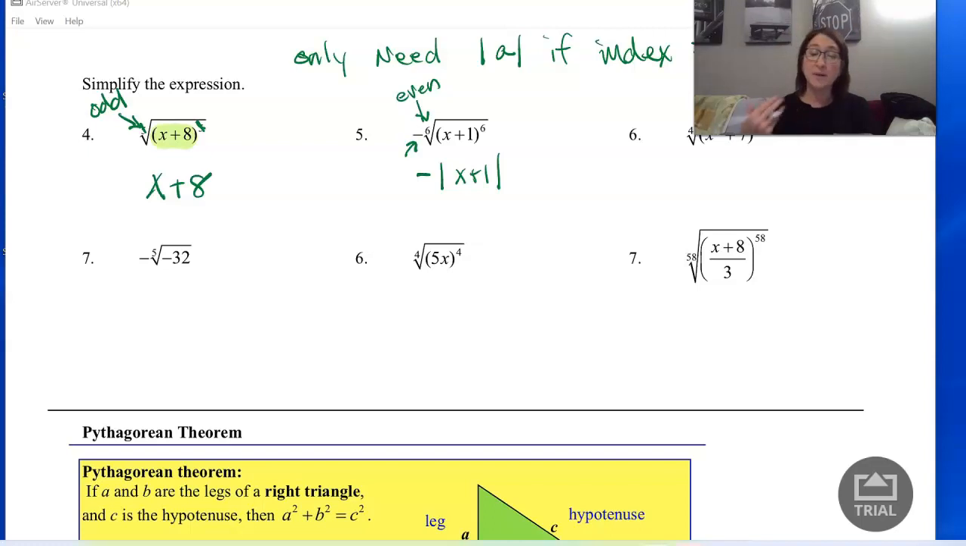Okay, for number 6, our base is x squared plus 7. Because of that, it doesn't matter that we have an even index, okay?